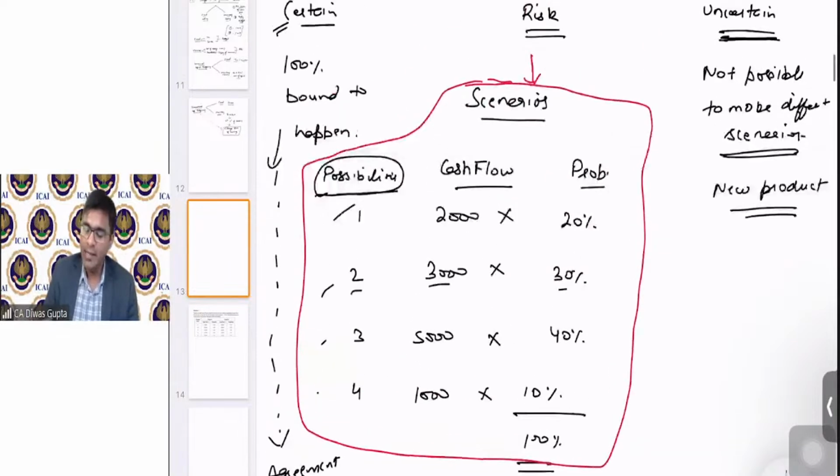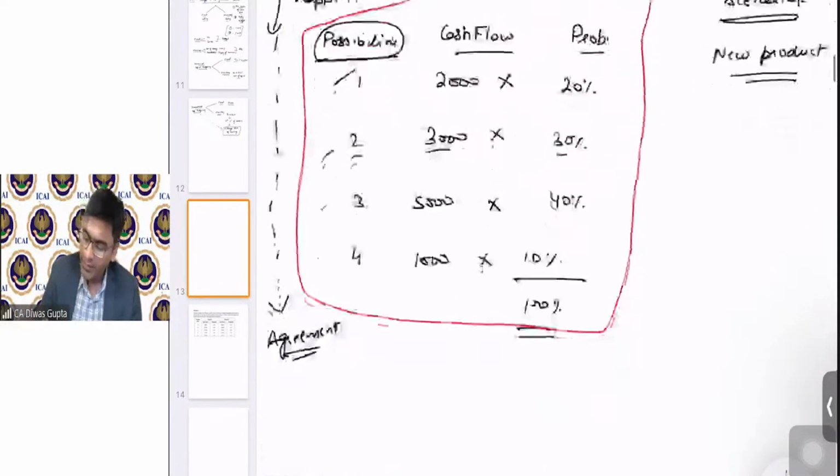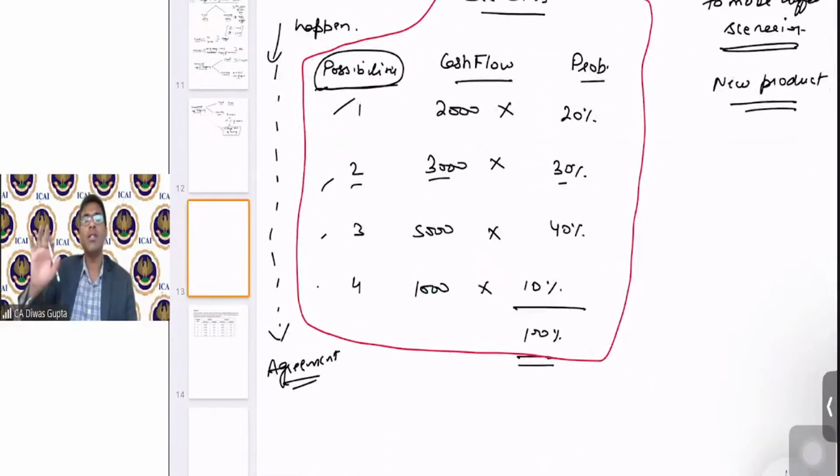Okay, students. And one more situation of risk that I'm talking about is the different scenario making. Now, in this scenario, if I ask you, okay, you have articulated four different possibilities with the cash flows and the probabilities, but can you tell me what is the best possible outcome?